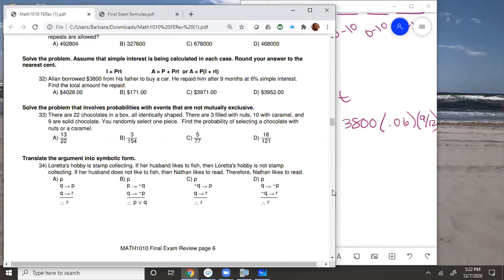Number 33, there are 22 chocolates in a box, all identically shaped. 3 filled with nuts, 10 caramel, 9 solid chocolate. You randomly select one piece. Find the probability of selecting a chocolate with nuts or a caramel.